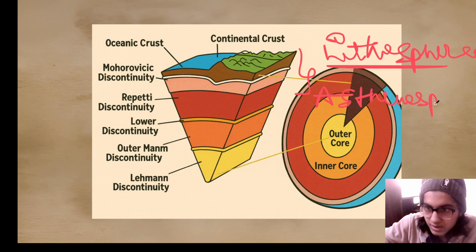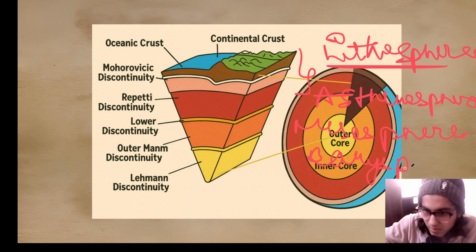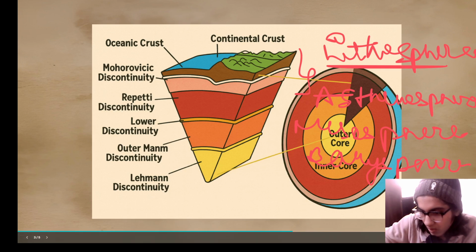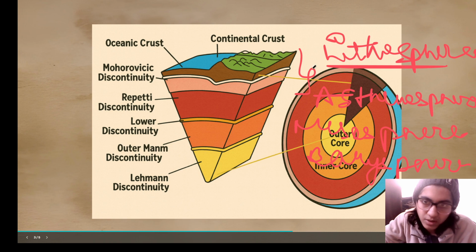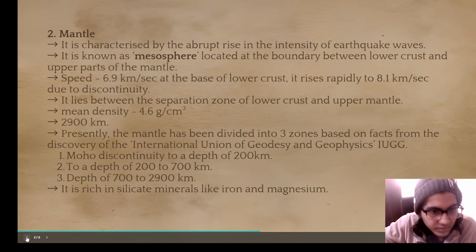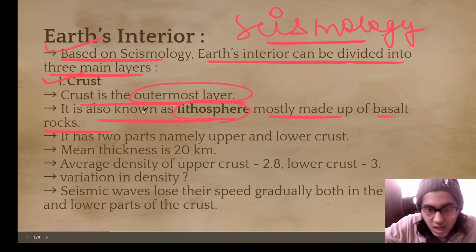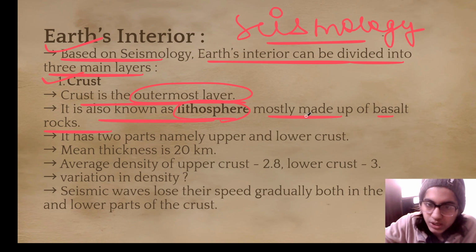I'm sure you have heard about these, till 48 kilometers, something like that. Then we have mesosphere, and then we have barysphere. These are the four layers. And the crust is also known as lithosphere and is made up of basalt rocks.